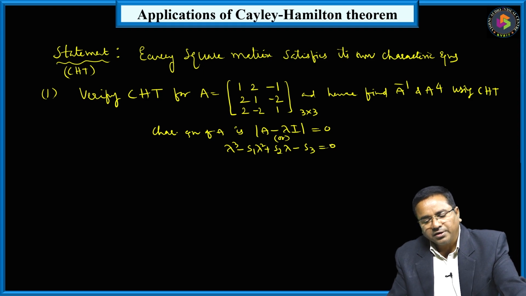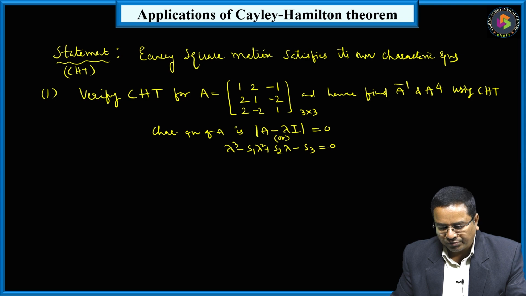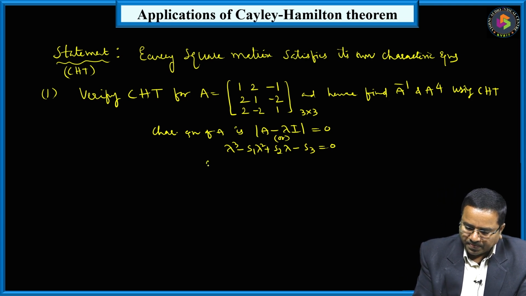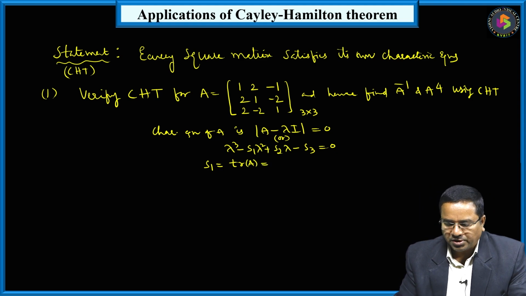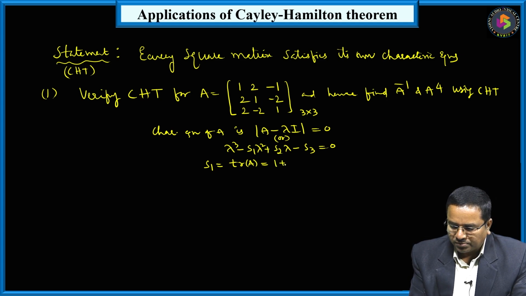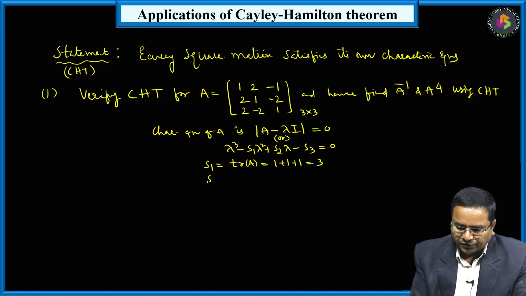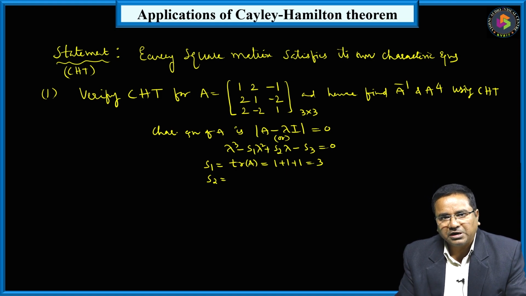Instead of proceeding with the general equation, if we proceed with this one, we get the required equation directly. Here S1 is the trace of the matrix, the sum of the principal diagonal elements. So 1 plus 1 plus 1 is equal to 3. S2 is called the sum of minors of principal diagonal elements.